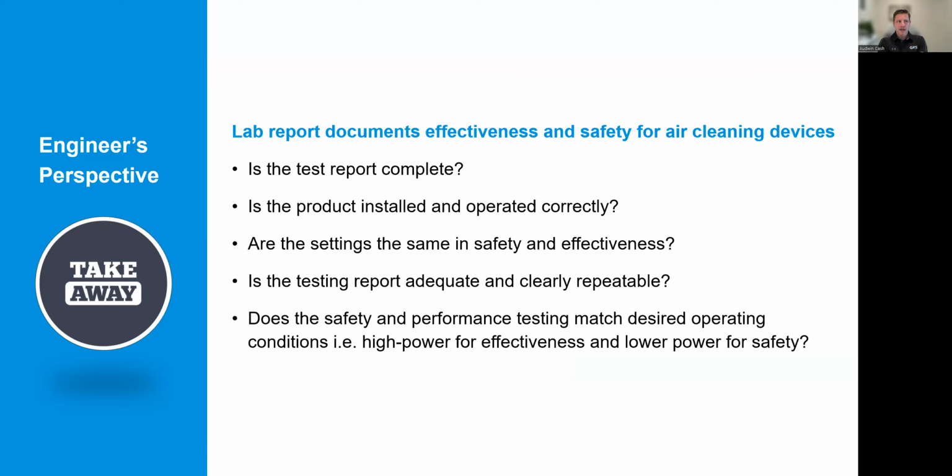The questions that you should ask: is the test report complete? Is it really installed the way it's meant to be installed? Is it in a recirculating duct? Is it supposed to be in the middle of a room? How am I supposed to organize the device for effectiveness? Does it make sense that the way it's organized in the lab test is the way it would be used in the field? Is the testing report adequate and clearly repeatable? So does the lab have control of their chamber? And does the safety and performance testing match the desired operating mode like I described?